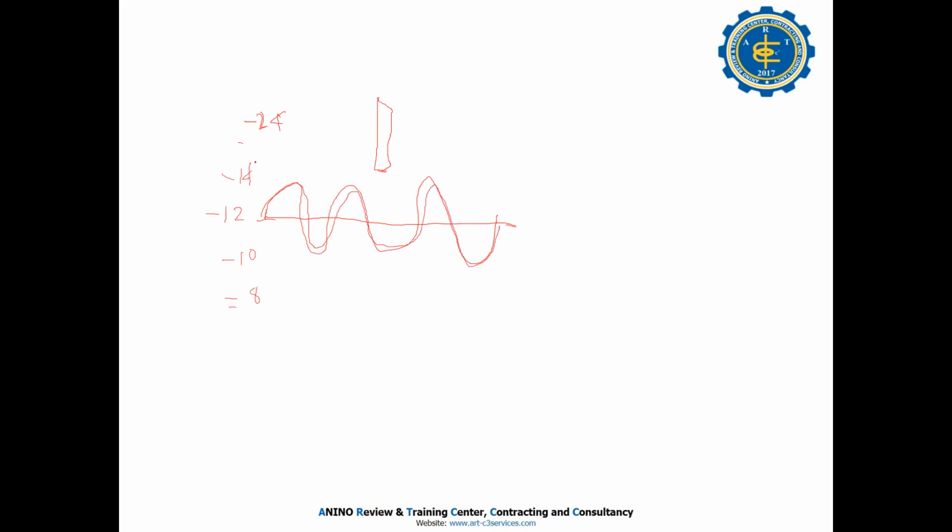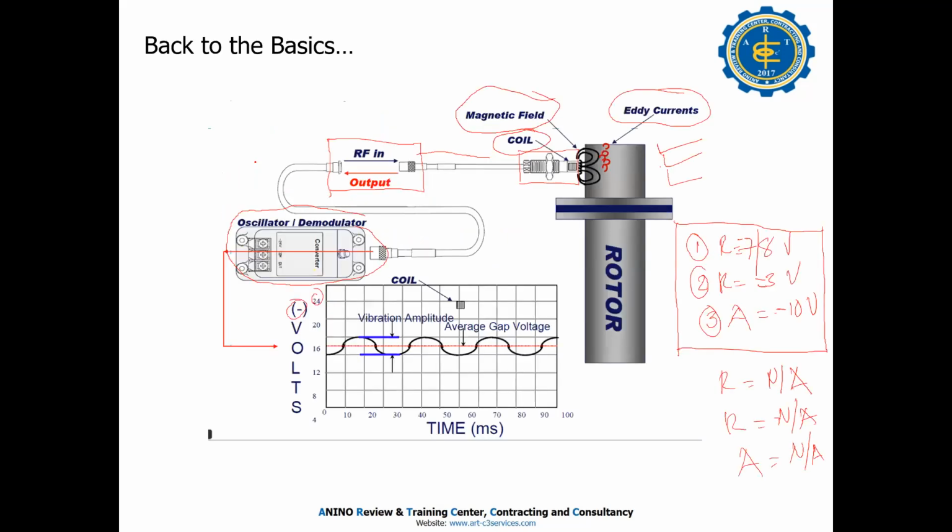Okay, you got the point. This one, I discussed it. So this is the coil, this is the proximity probe. So the center line here, in the center line.